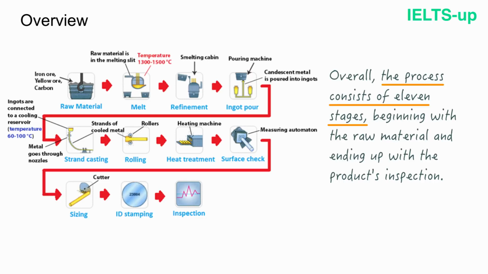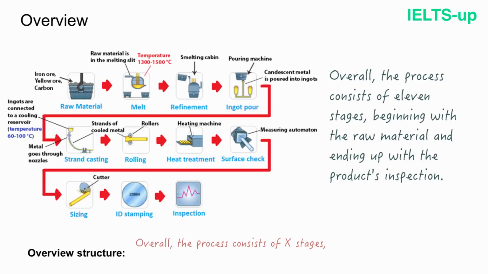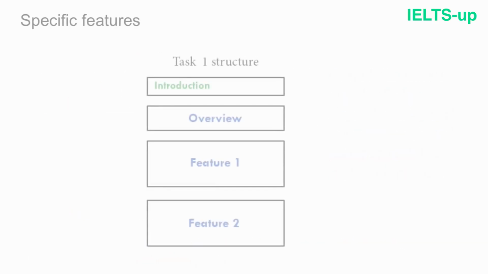And I also wrote how our process begins and ends. For this, I used phrases beginning with and ending up with. So, this is how you should structure an overview. Overall, the process consists of X stages, beginning with something and ending up with something. Well, that's all with our overview, and we move on to the next paragraph.